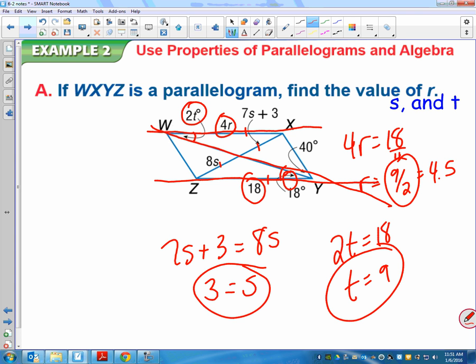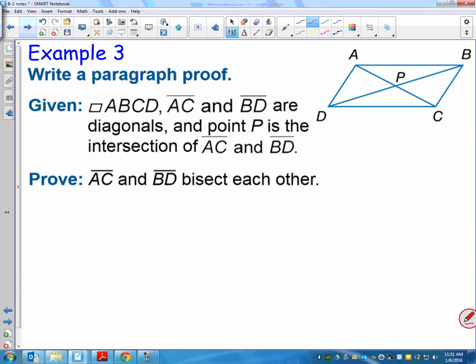So look at the next one. Maybe we don't have to write this whole paragraph throughout, but I can give you a clue. So what about this one? It says, given parallelogram ABCD, AC and BD are the diagonals, and point P is the intersection of AC and BD. Prove that AC and BD bisect each other.